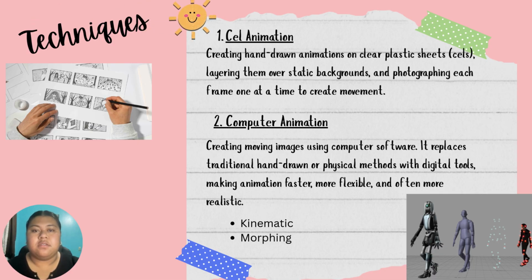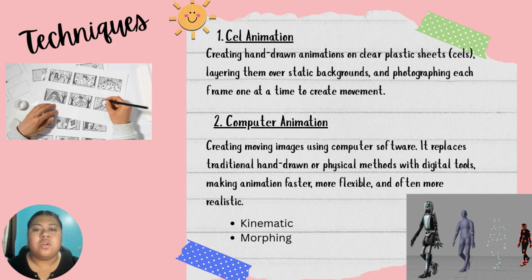Animation techniques. The major techniques of animation are cell animation and computer animation. Cell comes from the word celluloid, a transparent sheet used to paint characters. Each frame is drawn by hand, then painted and photographed over a background. Computer animation is creating animation using computer software.